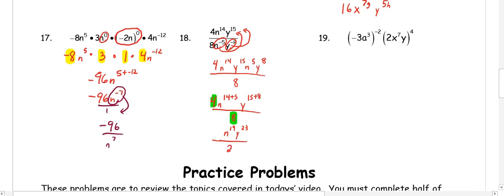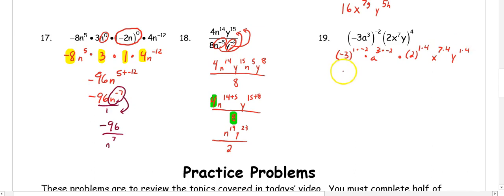Our last problem, number 19. So we need to multiply the exponents on the outside of the parentheses with the exponents inside the parentheses. Remember to keep your numbers in parentheses when we are moving our exponents around. So we have negative 3, which has no exponent right now, so 1 times negative 2, a to the 3 times negative 2, times, and in the next parenthesis, 2 to the 1 times 4, x to the 7 times 4, and y to the 1 times 4.